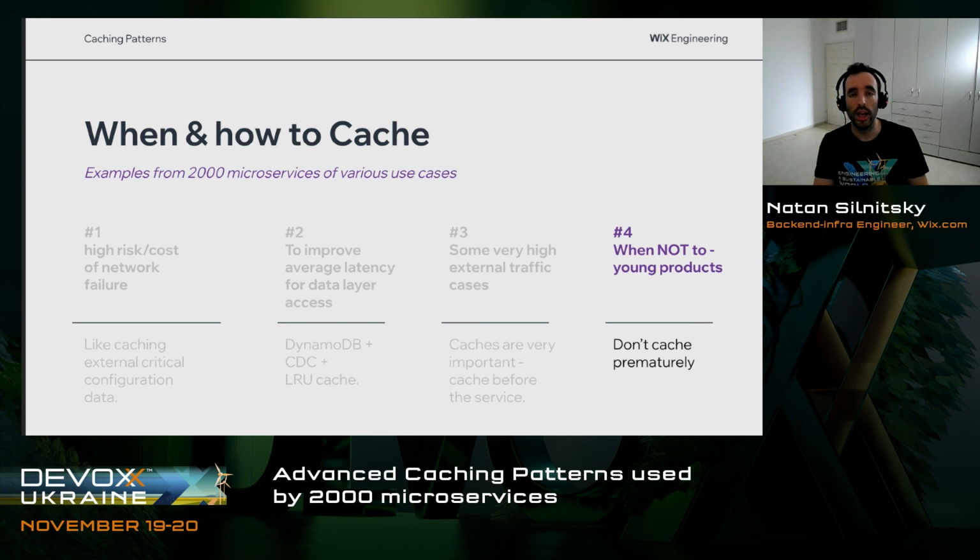And this is a critical phase for your product development. It's young, you're trying to find the best APIs and the best way to get to your customers, and it's very flexible. So putting a cache there may end up hurting you and being less flexible and bug prone.